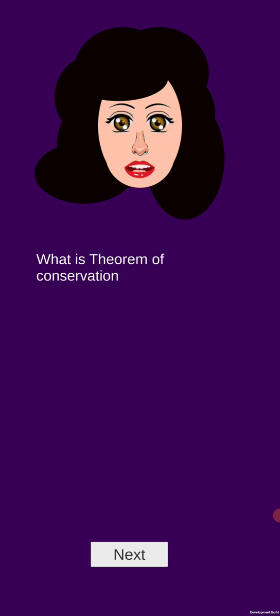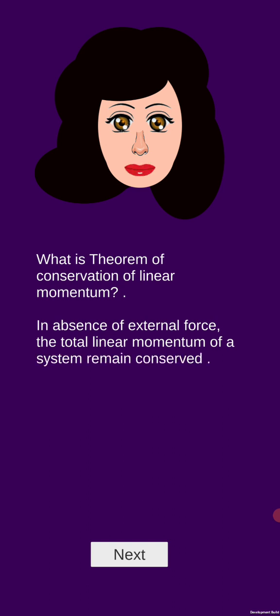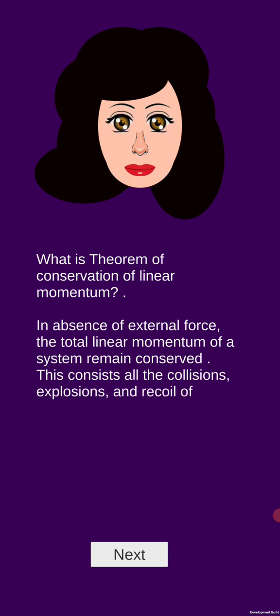What is the theorem of conservation of linear momentum? In the absence of external force, the total linear momentum of a system remains conserved. This covers all collisions, explosions, and recoil of a gun.